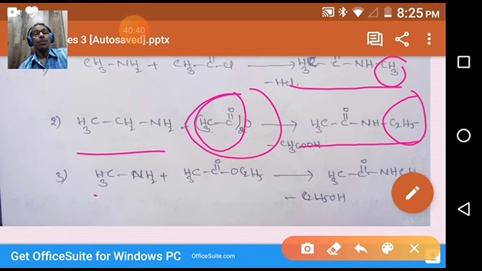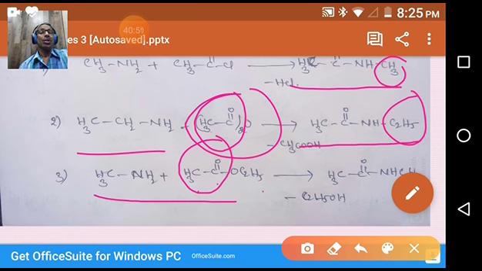One more example, you see this one. Methylamine reacting with an ester, COOR. In this ester also we have an acyl group. The acyl group is replacing one of the hydrogens. That's why you are getting this compound. What is this? N-methyl ethanamide, or acetamide. These are the IUPAC names of different compounds.